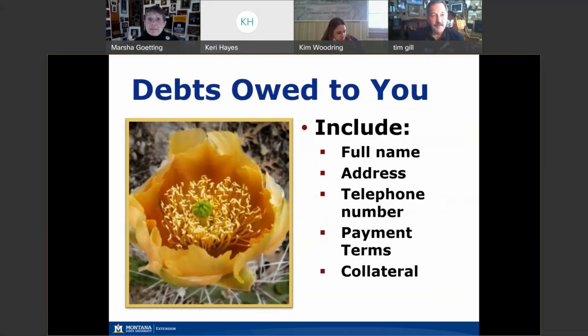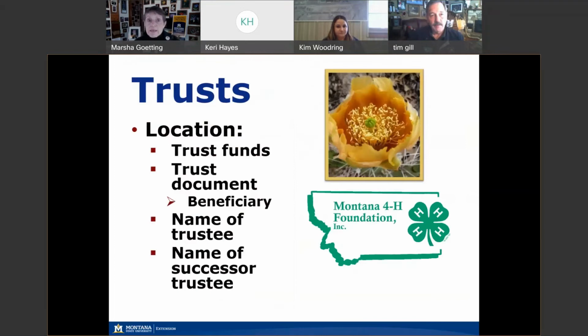How about debts? If you are one of those that people owe you money, you want to make sure, because when you die, that's still an asset. And those individuals still owe the money to you through your estate, so to speak. So the name, the address, telephone number, what kind of payment terms are there, if there's collateral, provide that information.